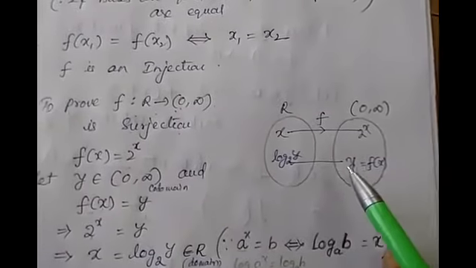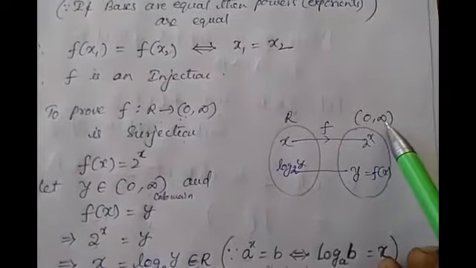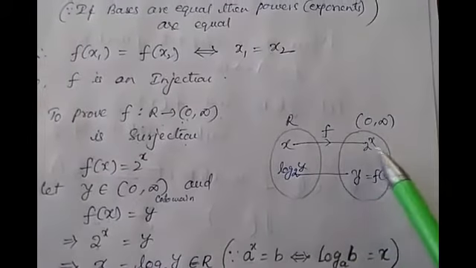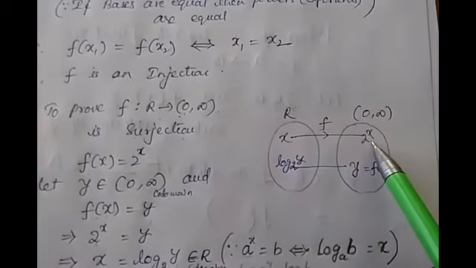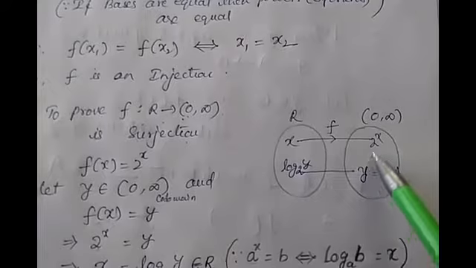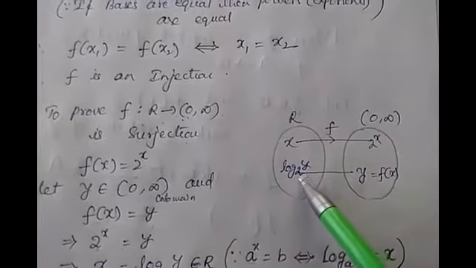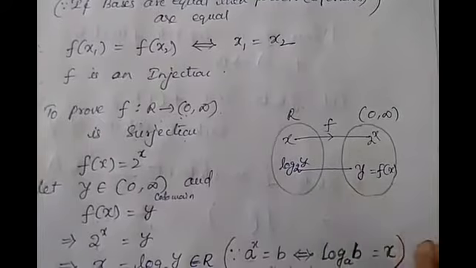Pictorial representation of this function. F is a function from R to the open interval (0, infinity). F of x is equal to 2 power x. So the image of x is 2 power x. If 2 power x is equal to y, then what happens? There exists an element log y base 2 in the domain.